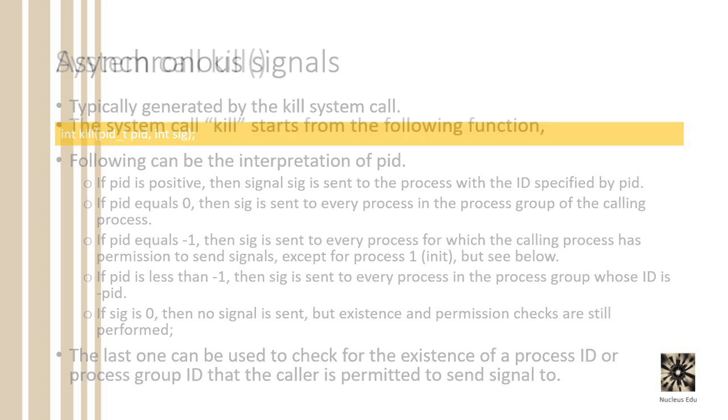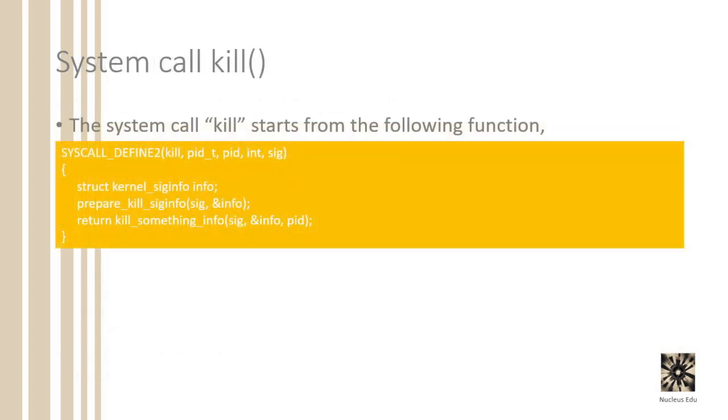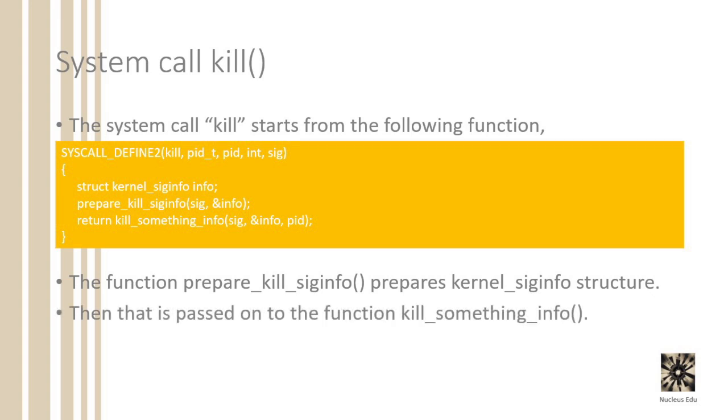Alright, so let's start with the code now. The kill system call starts with the following function. This is the syscall define macro, and you can see the first thing that it does is call prepare_kill_siginfo, which prepares this info structure, kernel_siginfo, and then it passes that structure to the next function, which is kill something info.